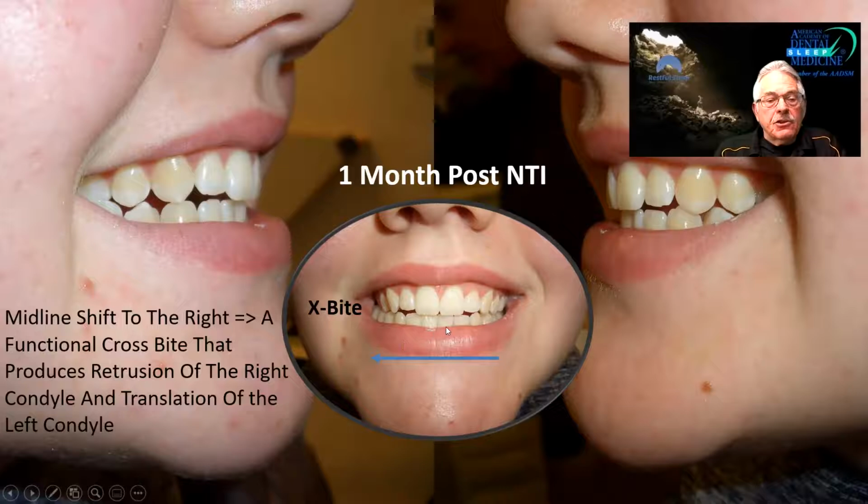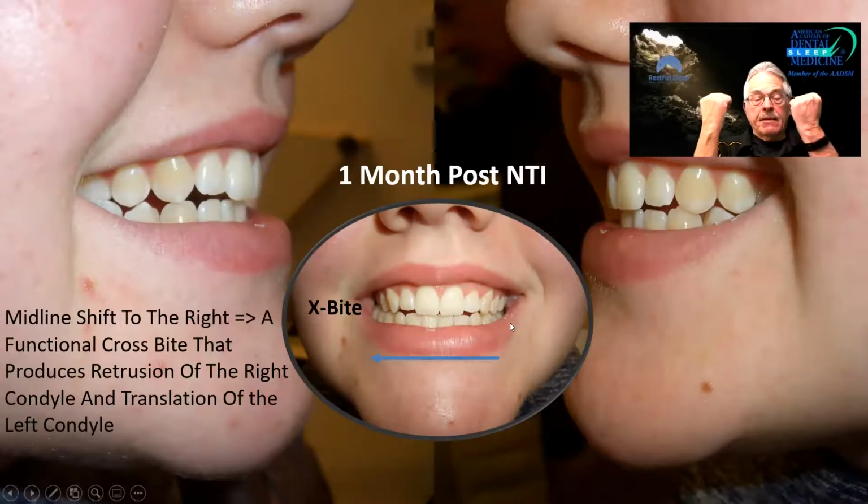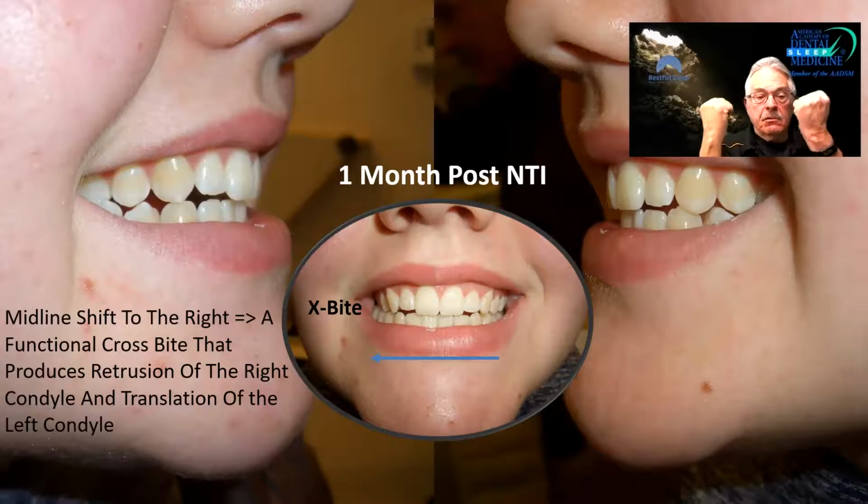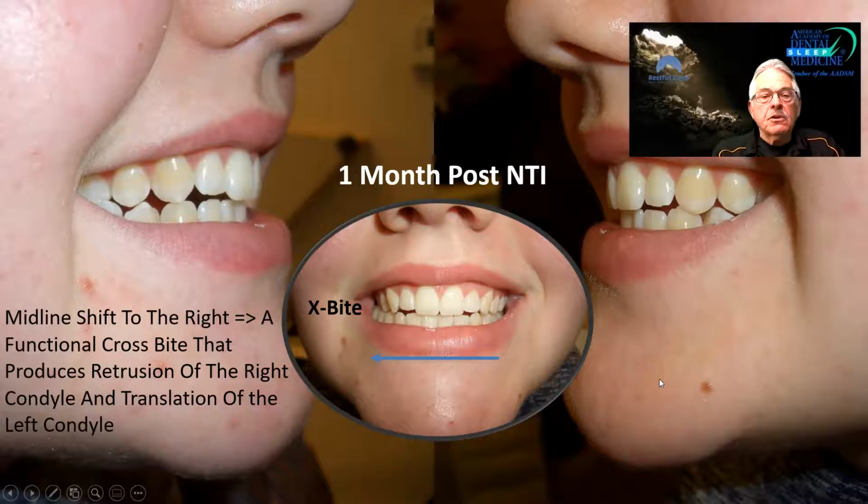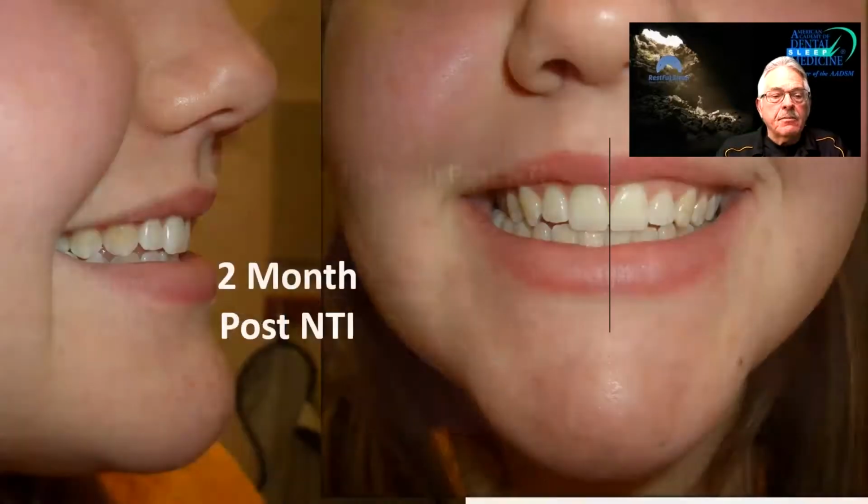So we have a midline. We now have a midline shift to the right, a functional crossbite that produces retrusion of the right condyle and translation of the left condyle. So for example, that mandible is going to shift this direction. This has to happen, okay, with the condyles. So everything's still comfortable. The patient's doing good, hasn't decided that at a month that they're even having any symptoms at all. So we're thinking, oh, we look like we're closing the anterior bite down.